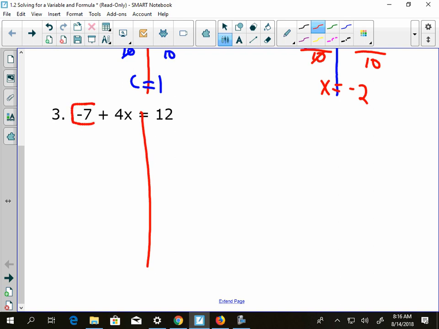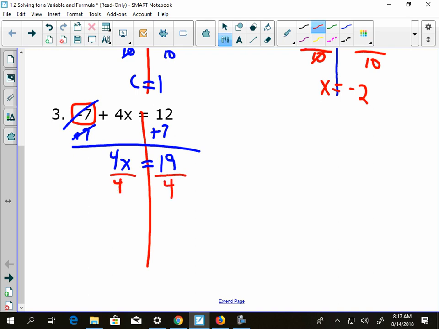Again, you get rid of the loner first. Notice how I put a box around the sign and the number. The sign to the left of the number does not tell you to add or subtract. It tells you if the number is positive or negative. This number is negative. In order to cancel it out on this side, I have to add 7 to both sides. 7's cancel. 4x equals 19. Then I put the number next to the letter on the bottom. X equals 19 over 4. Just leave it 19 over 4. 19 over 4 is a fine answer. Okay?